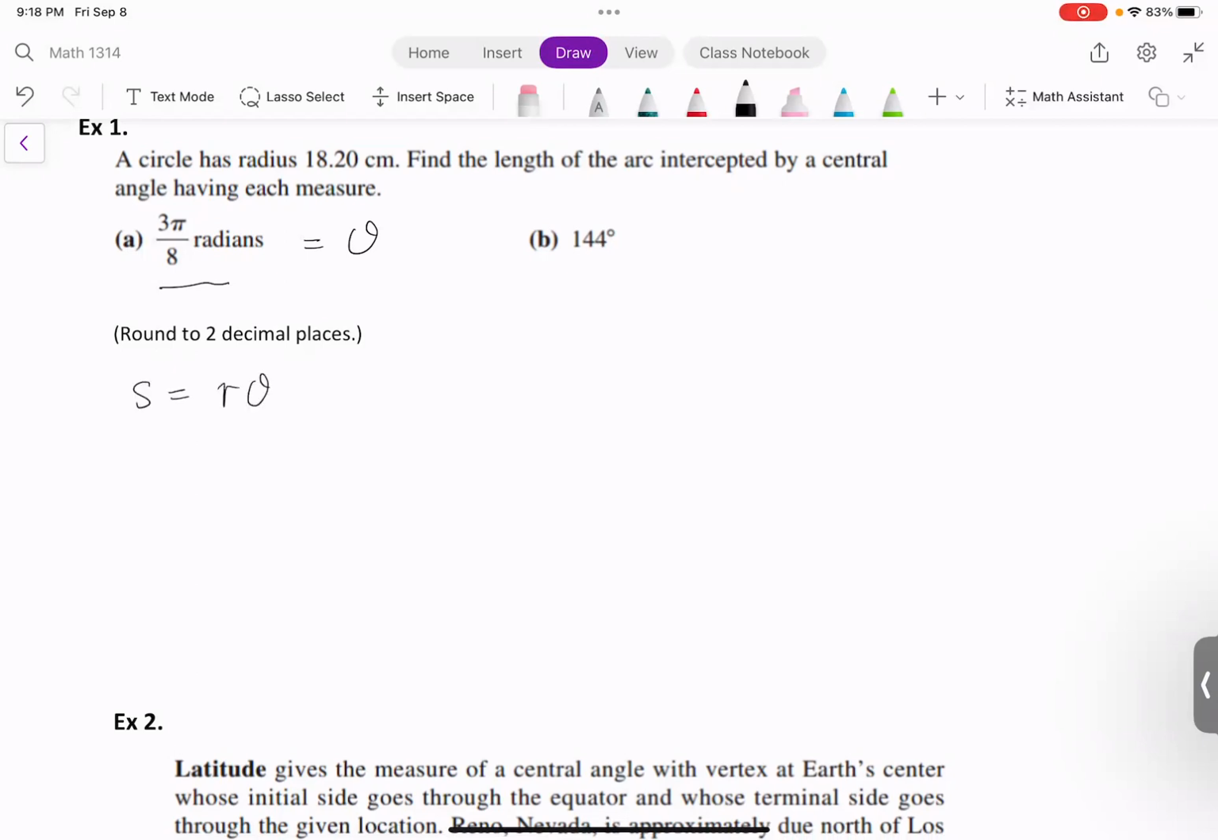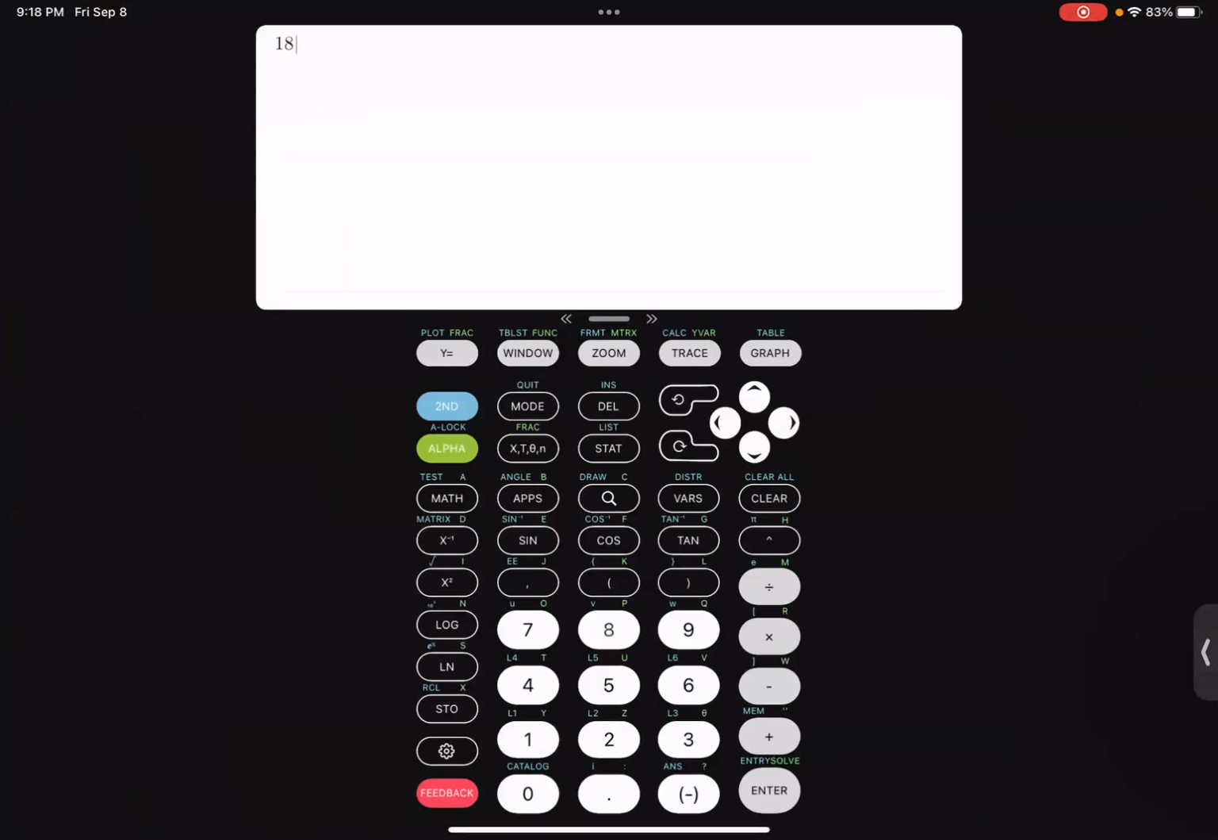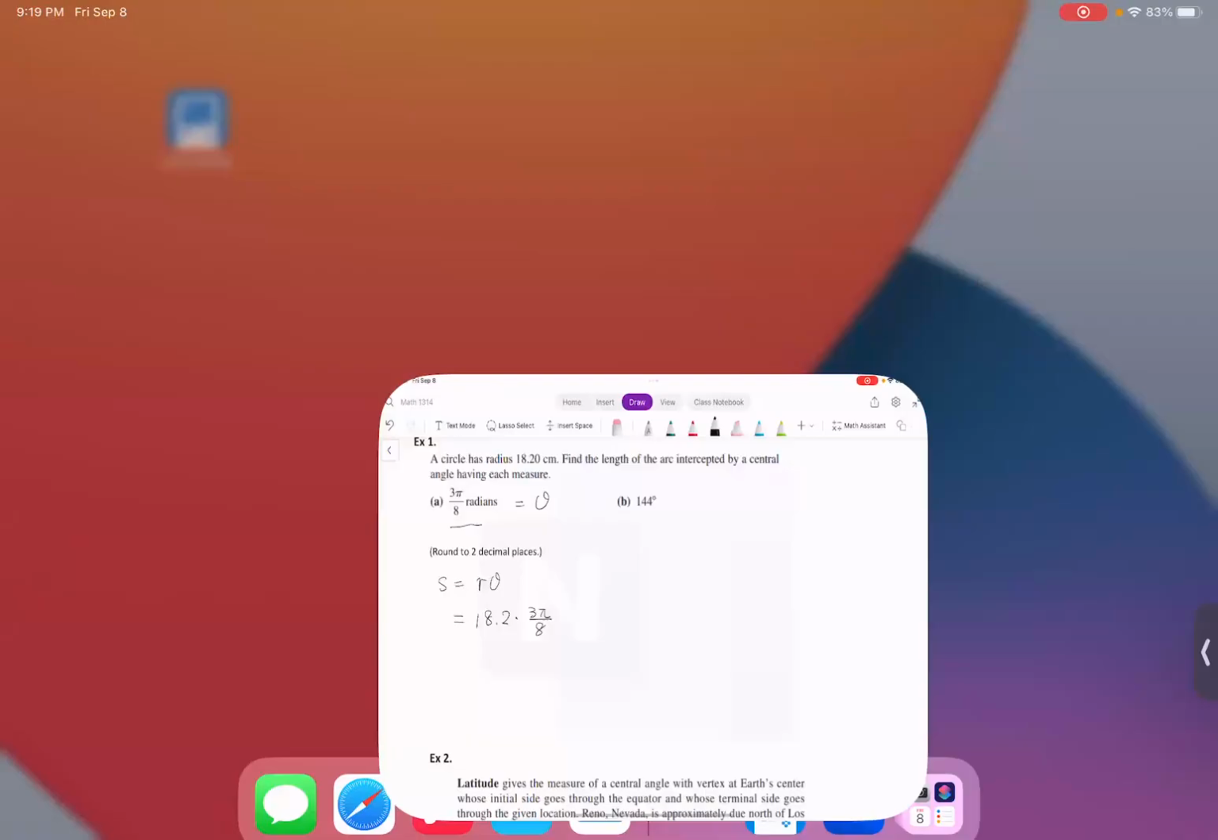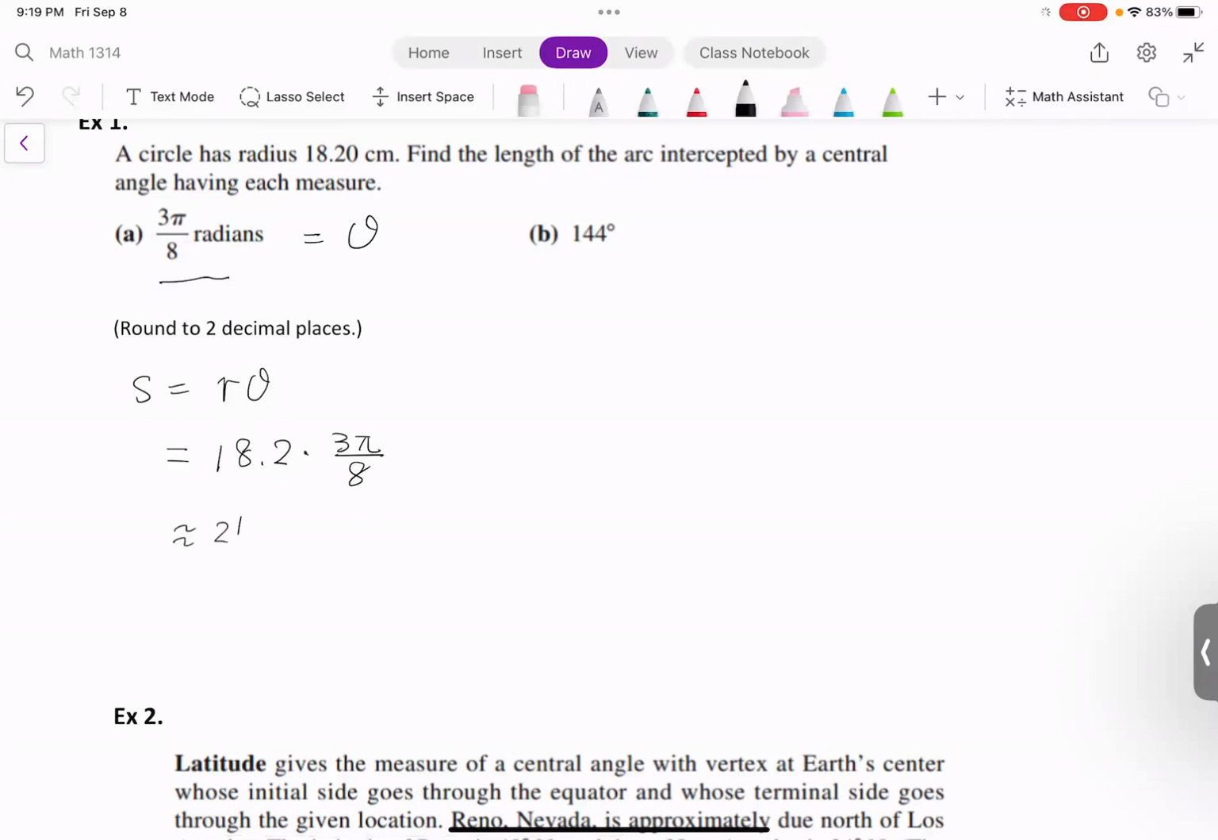S equals r theta, and r is 18.2, theta is 3 pi over 8. Now we use our calculator to find this. So 18.2 times 3 pi, using the second caret sign, that's pi, divided by 8. Then hit enter. Okay, let's put the solution here. We have 21.44136986 centimeters. The question says round to 2 decimal places, so I will ignore the rest. I have 21.44 centimeters.